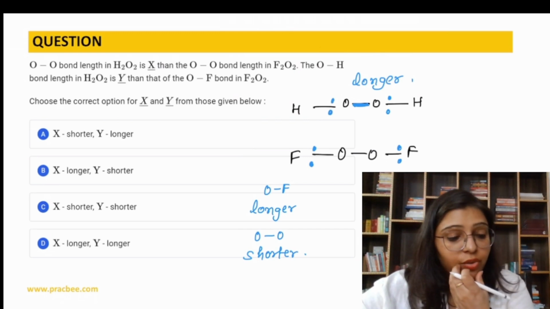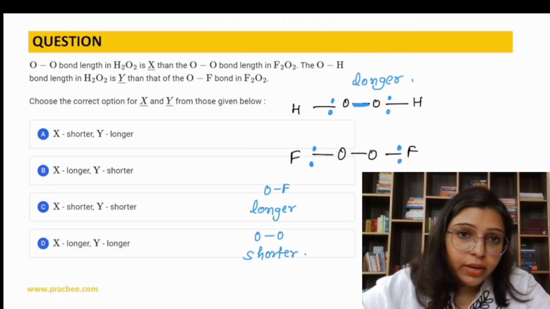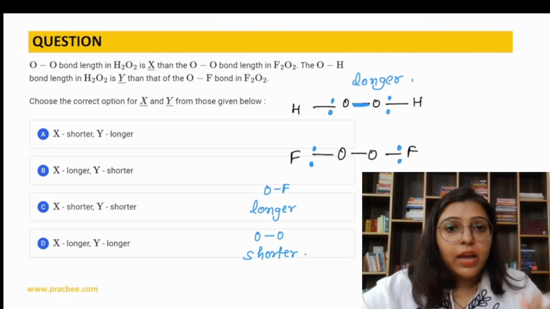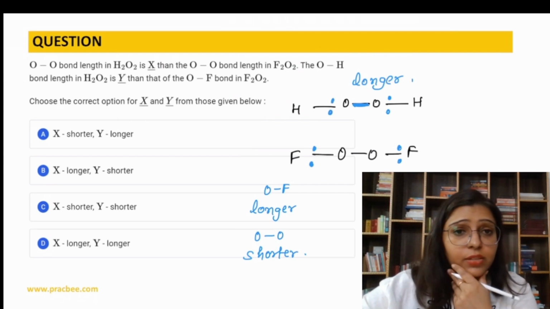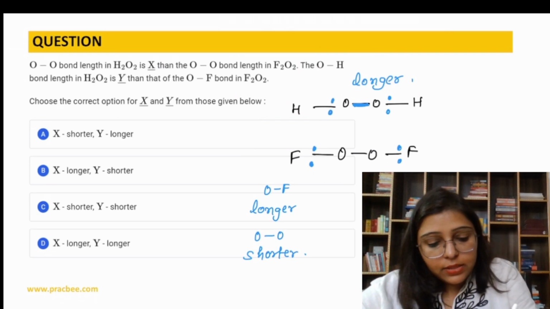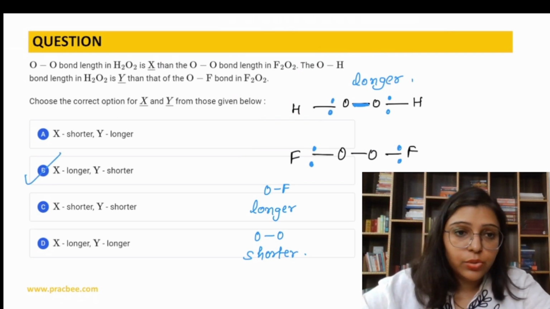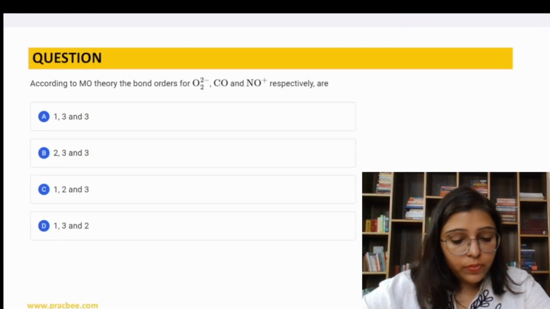So basically, if I want to do the comparison, we have to check the electronegativity difference. The one which has high electronegativity difference, that is going to be longer, and the one which has less electronegativity difference, that is going to be the shorter. So if I apply this concept, then answer is going to be the B. That's it. Now let's do the next question.